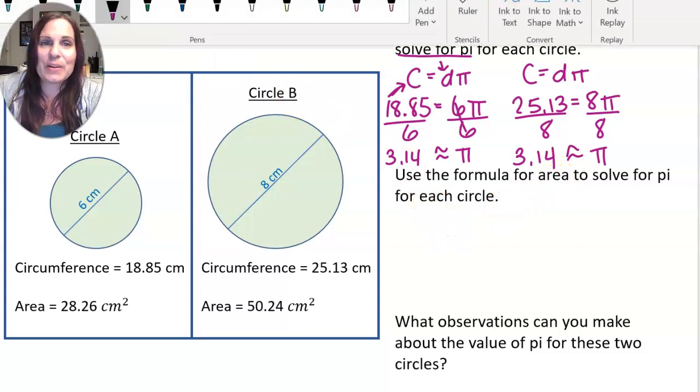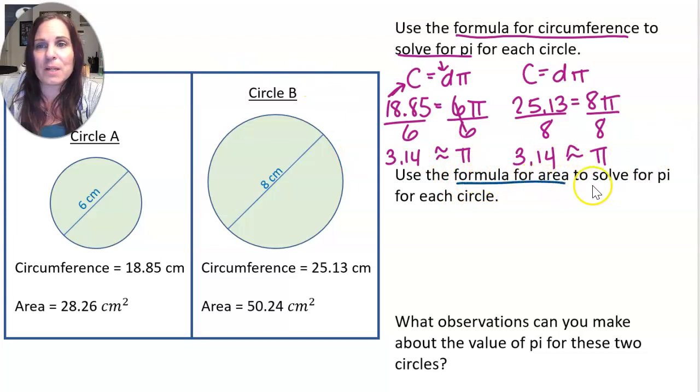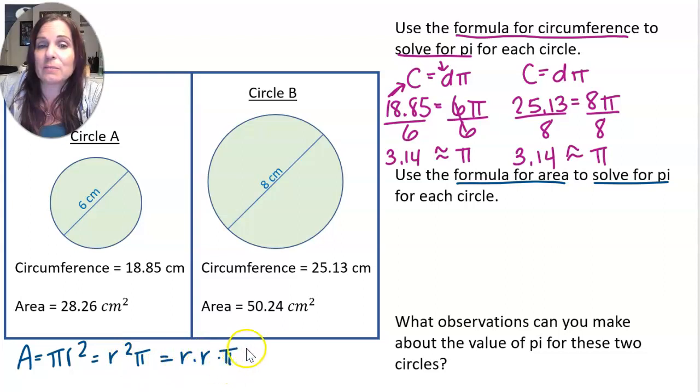Okay, the second part says that we're supposed to use the formula for area, but again, to solve for pi. We're still solving for pi, so we're still getting the pi alone. My area formula could be written lots of ways. I could write pi r squared, which is normally how you see it on formula sheets and reference sheets. But that means I could also write it as r squared pi, or I could write it as r times r times pi, right? Which I actually prefer the last one. So I'm going to write it like that. So I've got area equals r times r times pi.